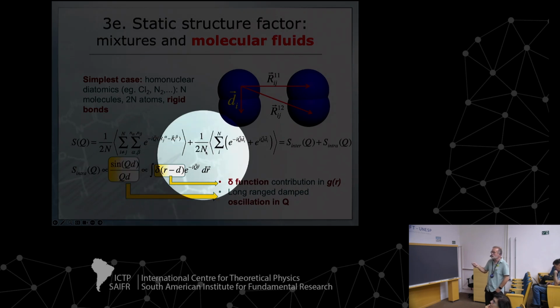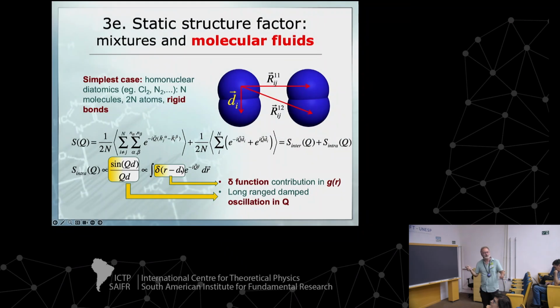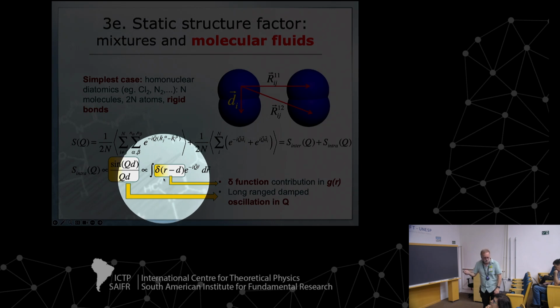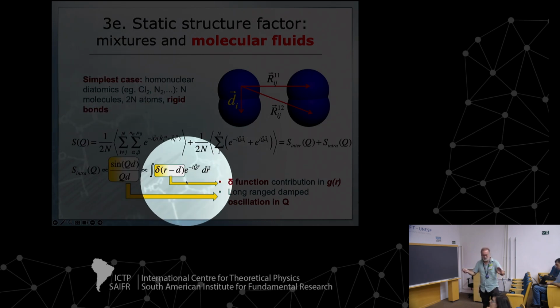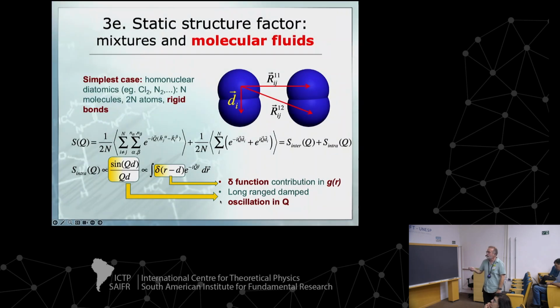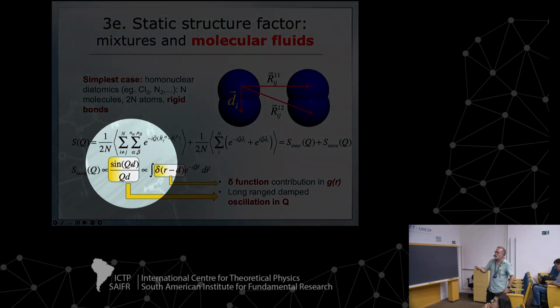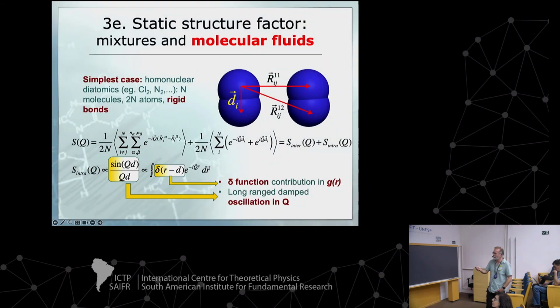If we assume that this is a rigid bond, that's kind of simple because the g(r), the pair distribution function of a rigid bond, is obviously a delta function because you only have one distance, d, that's it. What's the Fourier transform of a delta function? This one, right? So the result of this is that you will have a long wavelength oscillation that is decaying, right?